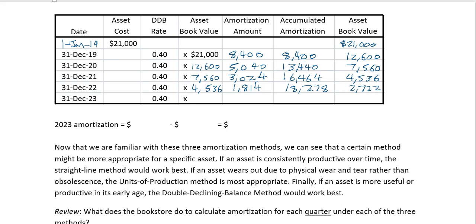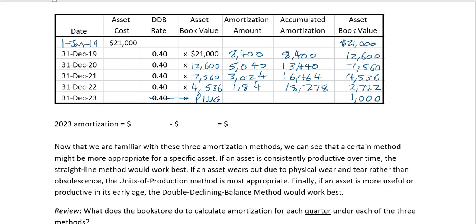So what we'll do is we'll cross this off and we'll call this a plug. And we're going to work backwards here. So our salvage value should be 1,000. And for the math to work, the accumulated amortization has to be 20,000. So 21,000 minus 20,000 gives you a salvage value of 1,000.